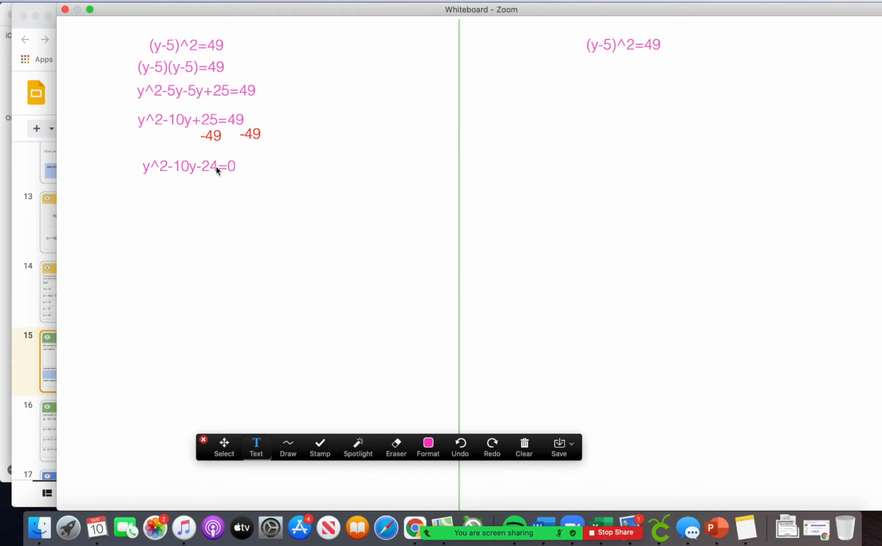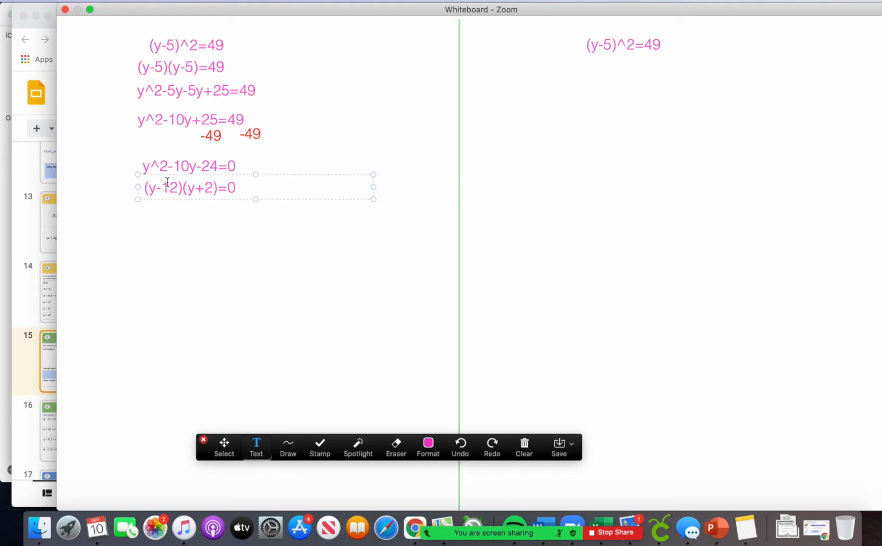We're going to ask ourselves, what are two numbers that multiply to negative 24 and add up to negative 10? Well, what I'm thinking is first, 6 and 4 add up to 10. But negative 6 times negative 4 is positive 24, so that's not going to work. What about 12 and 2? So I'm going to do y minus 12, y plus 2 equals 0.